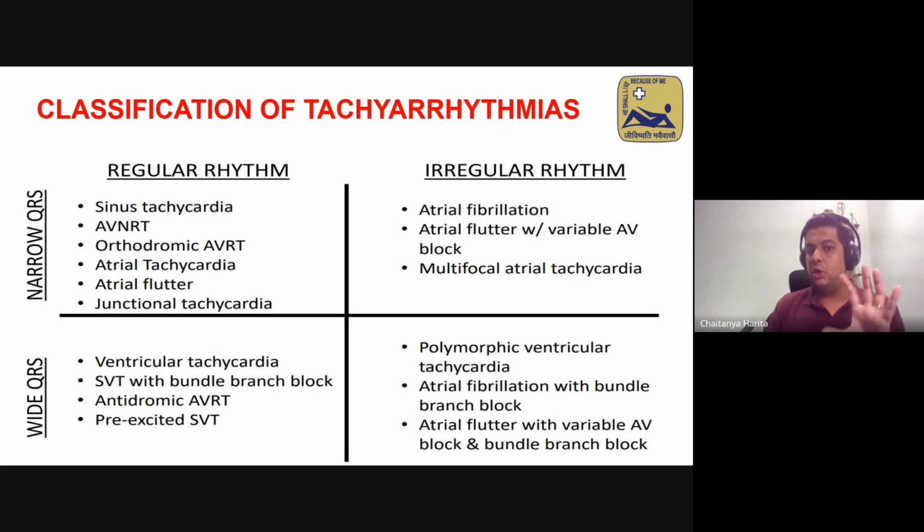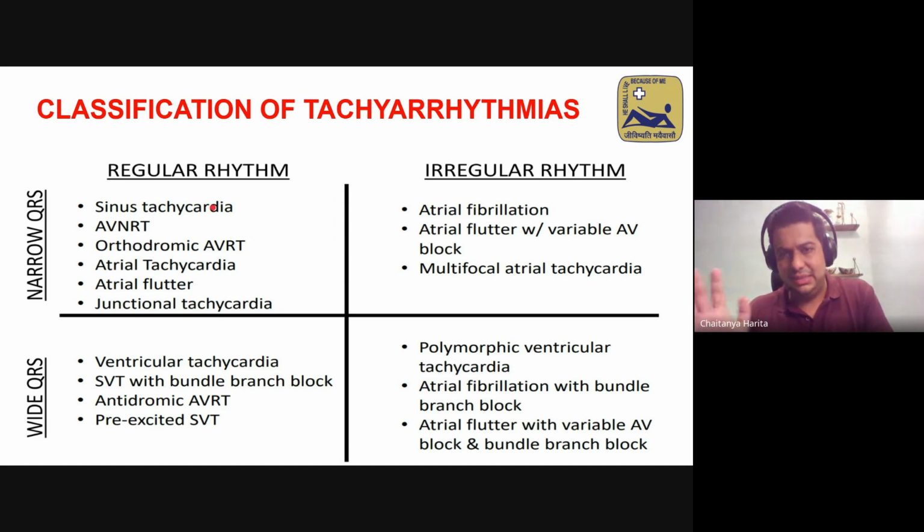That is part 1. You're looking at the QRS. Part 2 is the rhythm. Is it regular, with every R wave occurring at a particular distance from the next, or is it irregular? If you club the two, you get 4: narrow QRS regular, narrow QRS irregular, wide QRS regular, wide QRS irregular. Under each one, you have various diseases. So this is the ECG classification of arrhythmias.